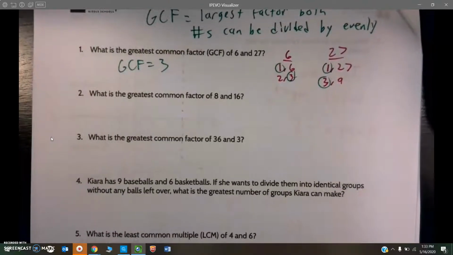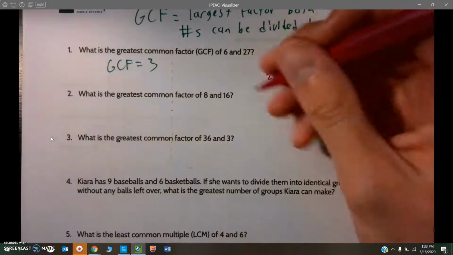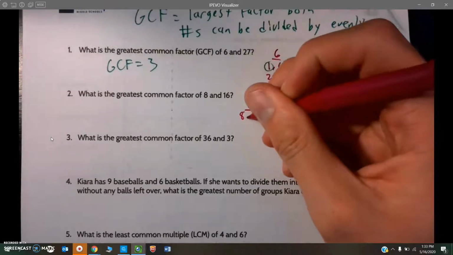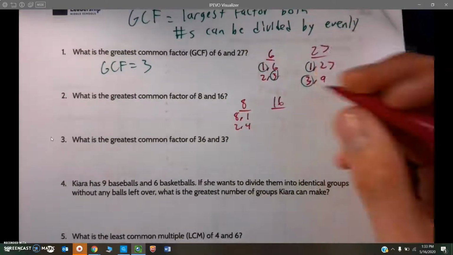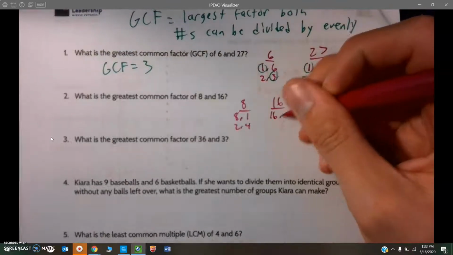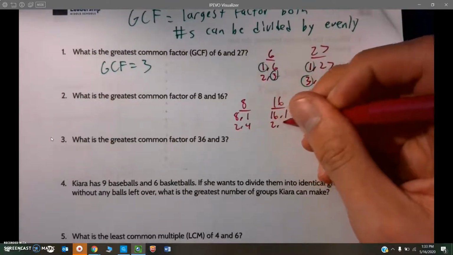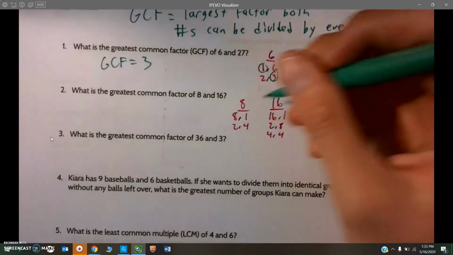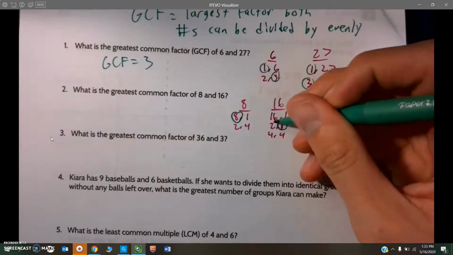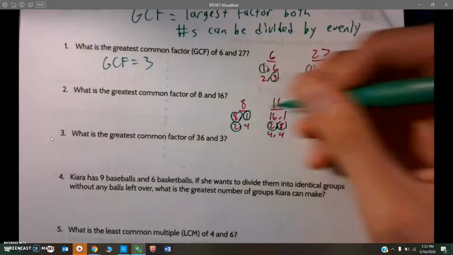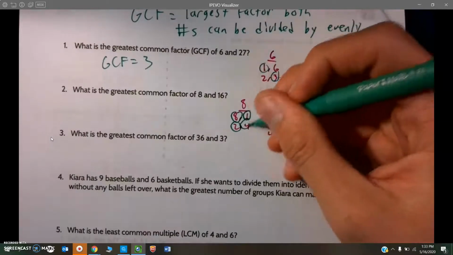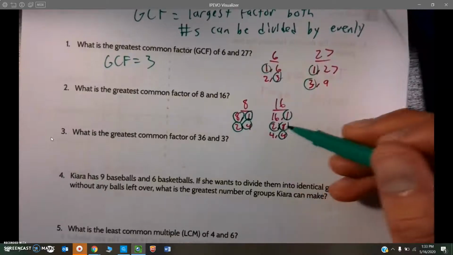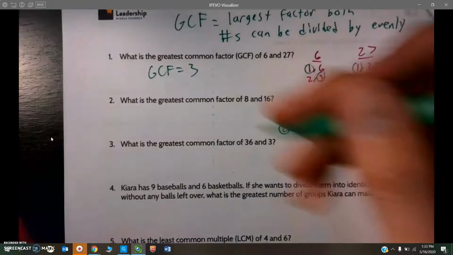8 and 16, we'll go ahead and do the same process. 8 and 1, and 2 and 4, that's it for 8. For 16, we have 16 and 1, we have 2 and 8, and we have 4 and 4. They both have 8s, they both have 2s, they both have 1s, they both have 4s. So every factor of 8 is actually also a factor of 16. But the greatest one that they share, the greatest one they have in common, is 8.